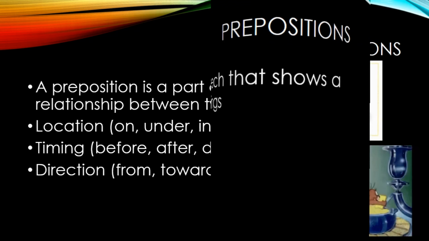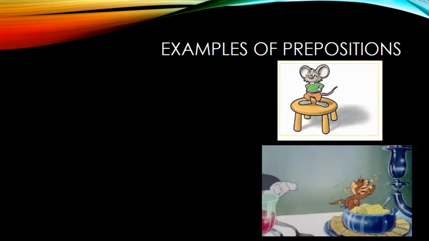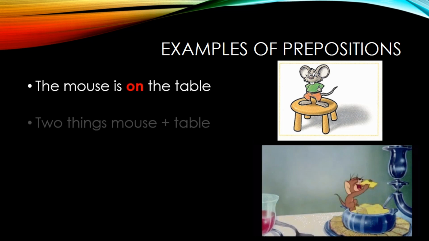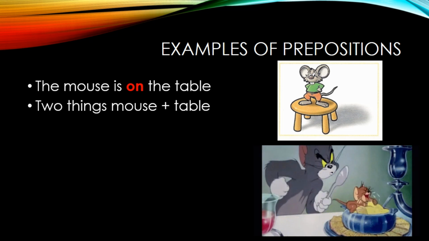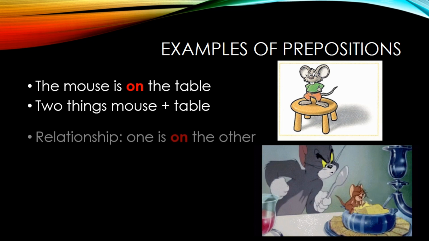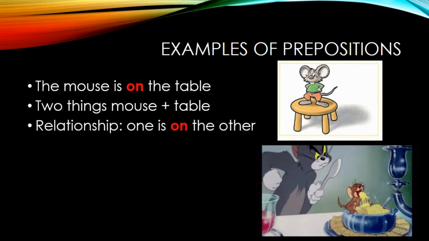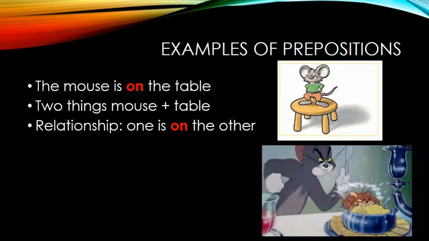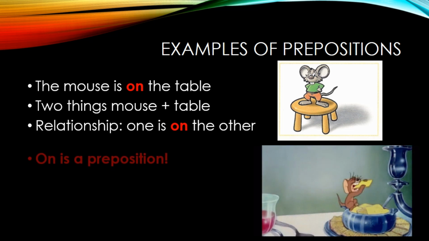Now let us see some examples of prepositions. The mouse is on the table. So you have here two things, the mouse and the table. The relationship between these two, mouse and table, is on. So one is on the other. So on is a preposition.